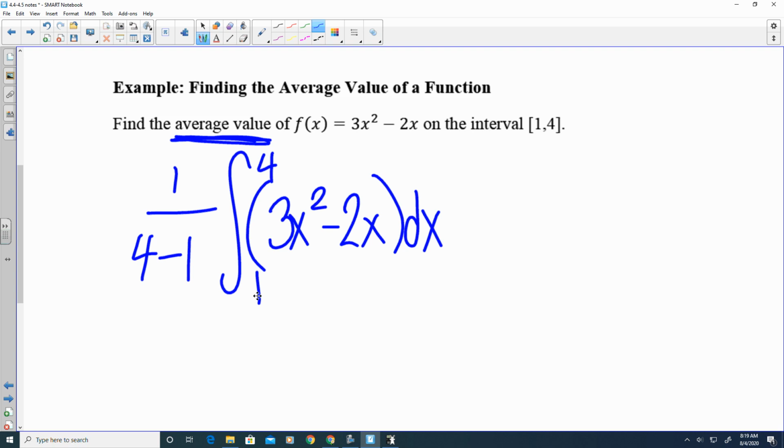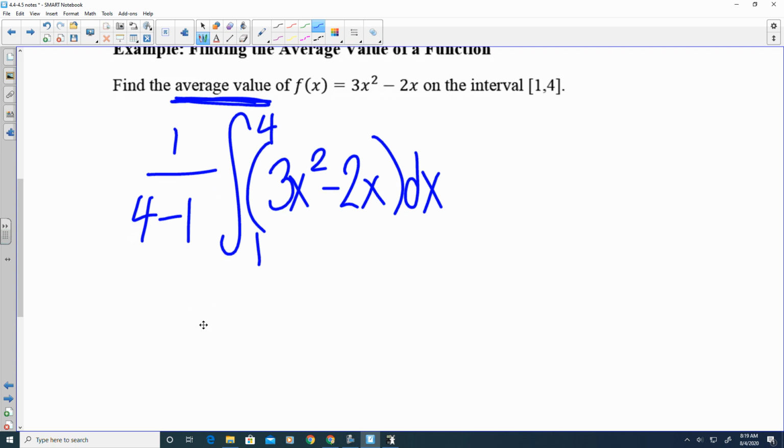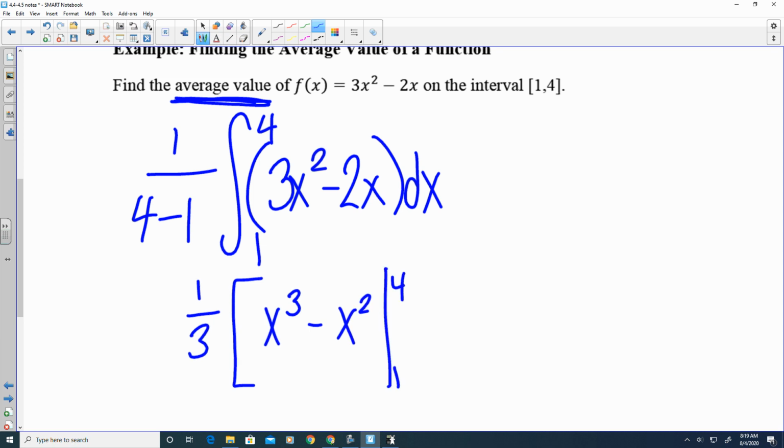So we would just find the antiderivative as normal, and we're just going to multiply our answer by 1/3. Pretty straightforward. So this is going to be x cubed for the antiderivative and x squared. We're evaluating it from 1 to 4.